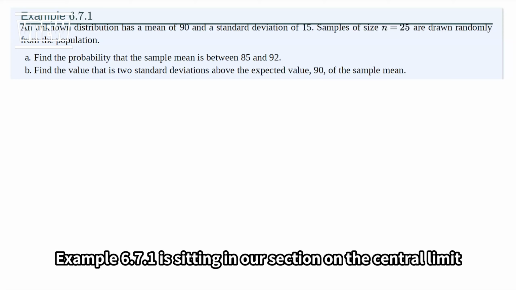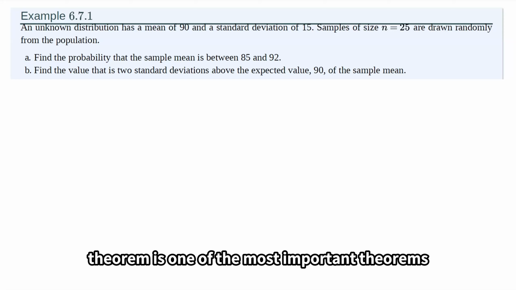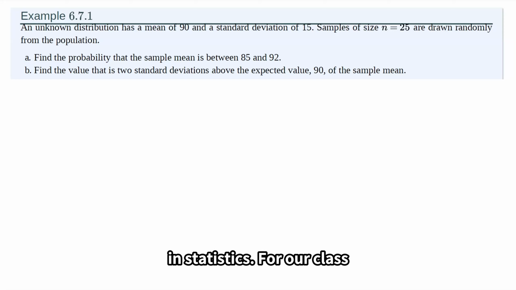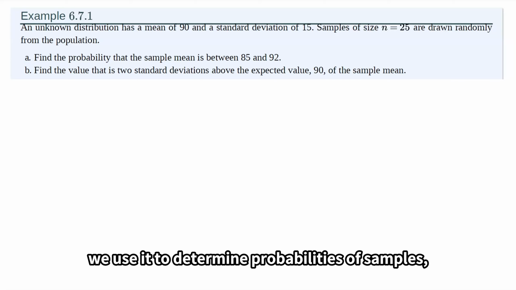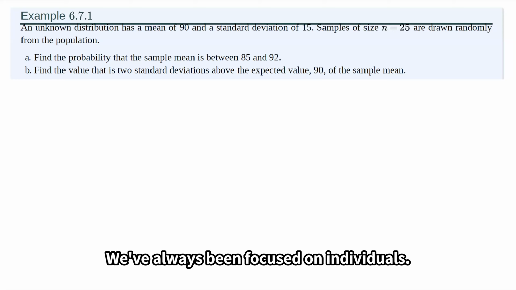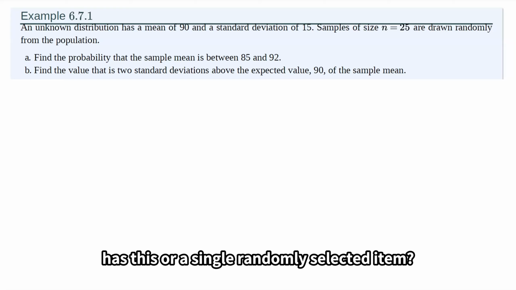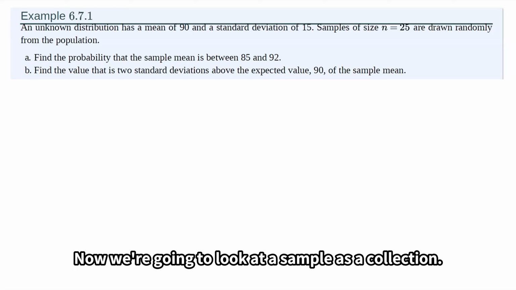Example 6.7.1 is sitting in our section on the central limit theorem for means. The central limit theorem is one of the most important theorems in statistics. For our class, we use it to determine probabilities of samples. Instead of just individuals, which we've done up until now, we've always been focused on individuals. What is the probability a single person has this, or a single randomly selected item? Now we're going to look at a sample as a collection.